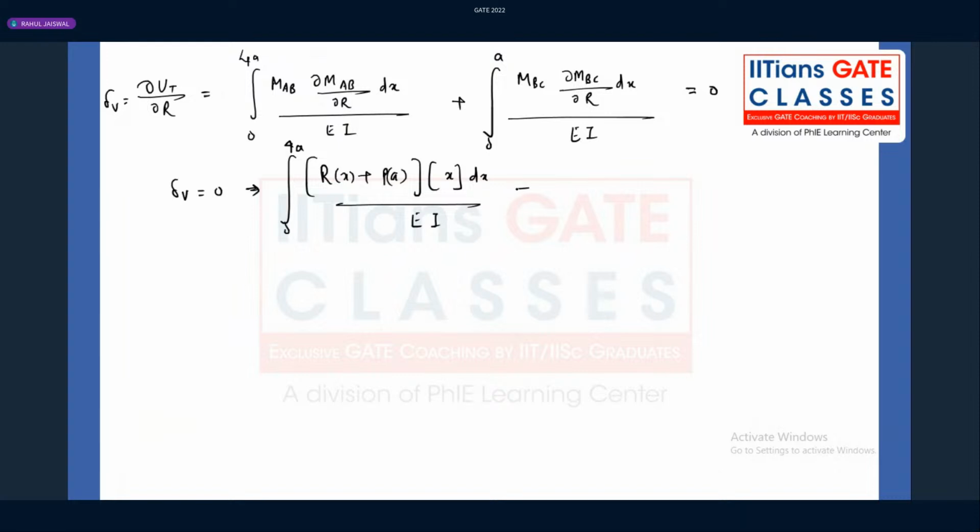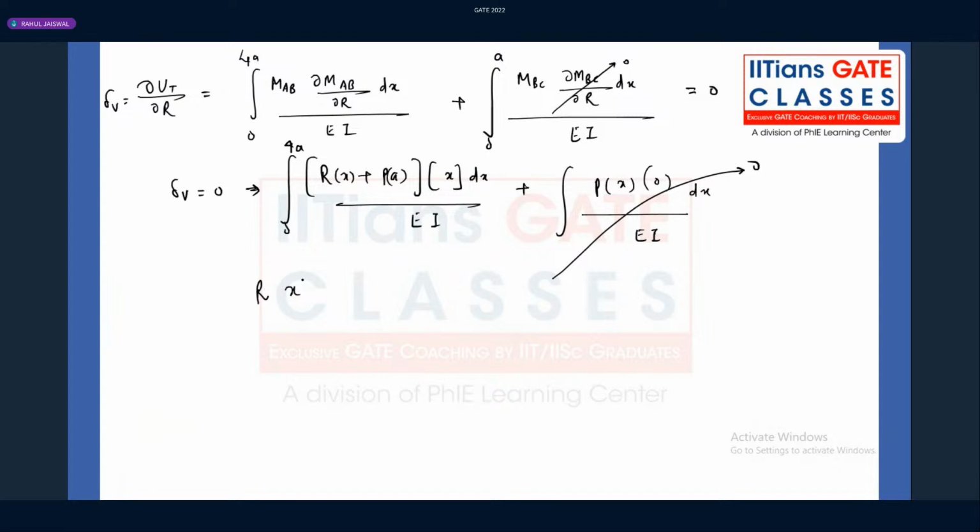0 to 4A plus MBC is there, P into X. But what about dou M by this value? This value is 0. Then whole term will be what, guys? It's 0. Whole term will be 0, guys. So what we can write here?